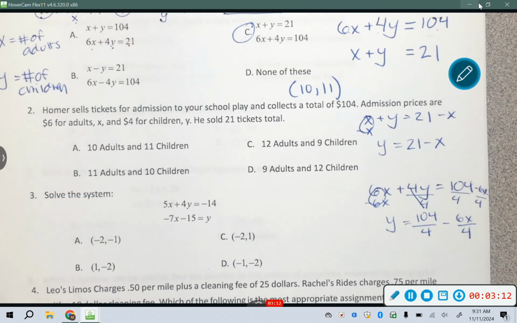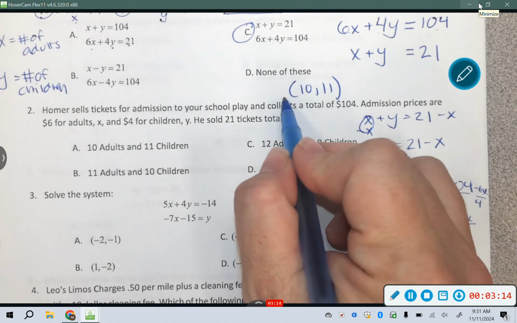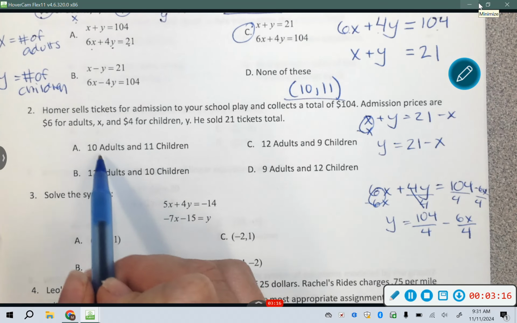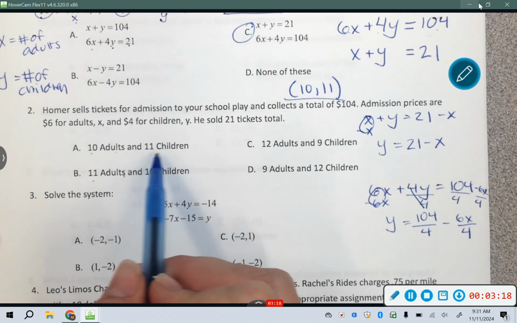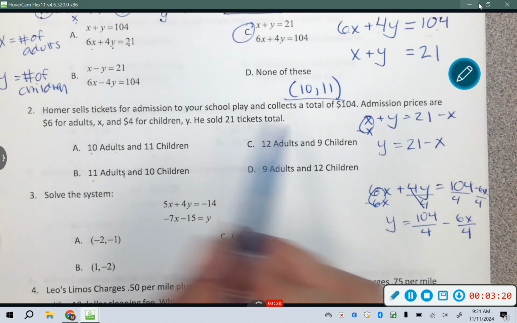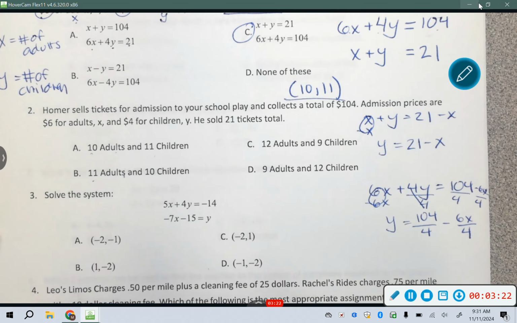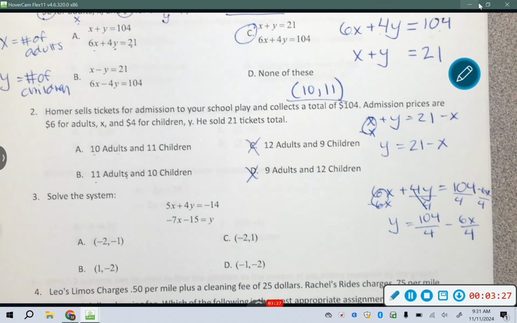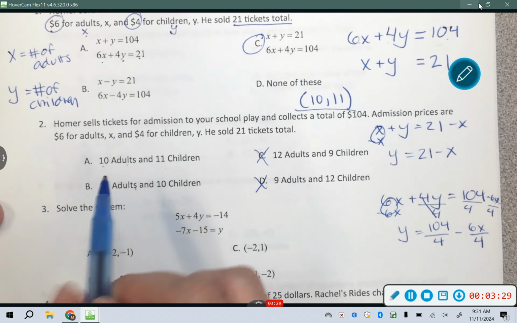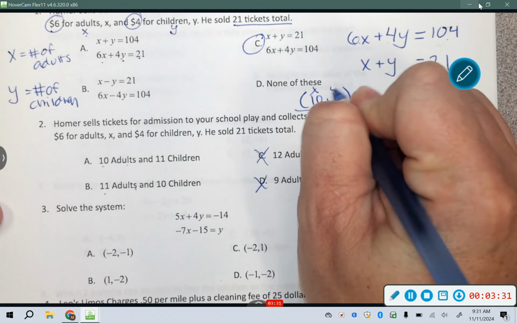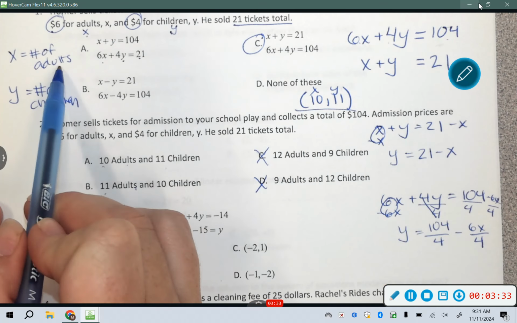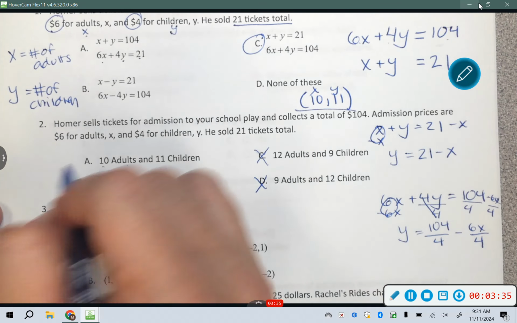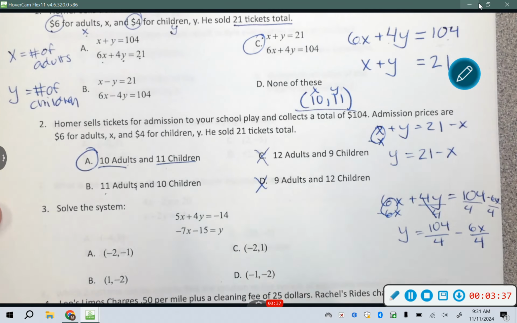So knowing that, I wrote it down. So my answer is 10, 11. But I have to realize that I don't know 10 adults or 11 adults, 10 children, 11 children. I need to figure out which one's which, we wrote down here, which is why that's so important. I do know C and D are wrong because those do not have a 10 or 11. So looking here, I know that X, comma, Y is my answer, and X is adults. So I have 10 adults, so A is my answer. 10 adults, 11 children.